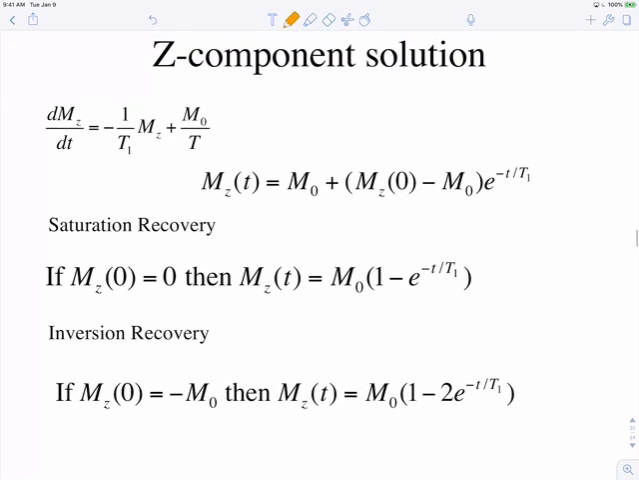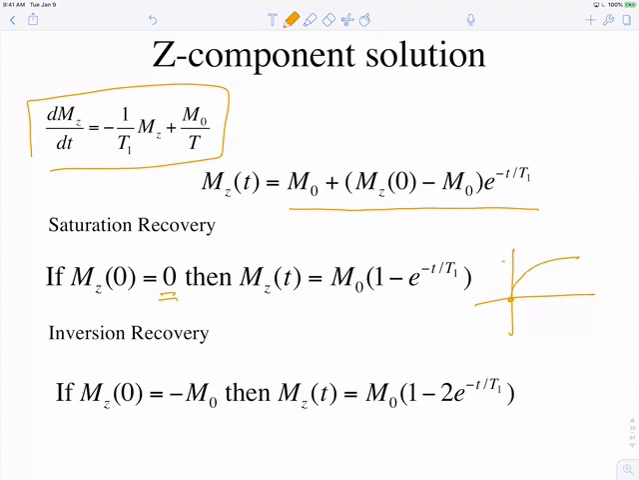And it turns out we can break it into a z component. So this is the z component. This is the solution here, which I think you're asked to derive on the homework, so at least you know what the answer is. And so if the initial condition is 0, then it's simply starting at 0 and recovering to m sub 0.